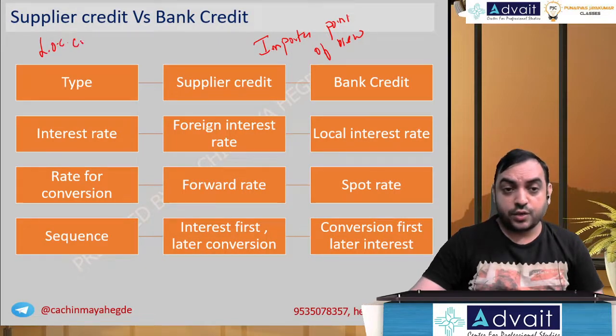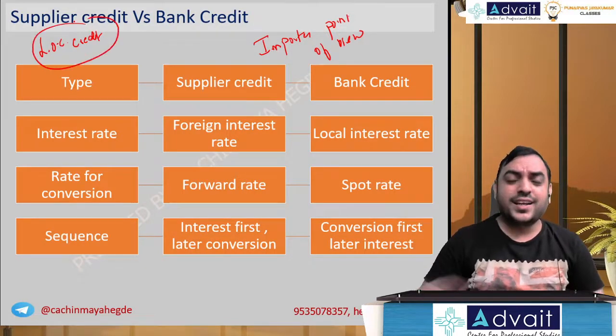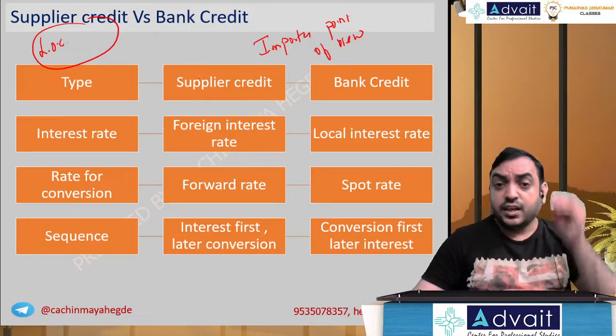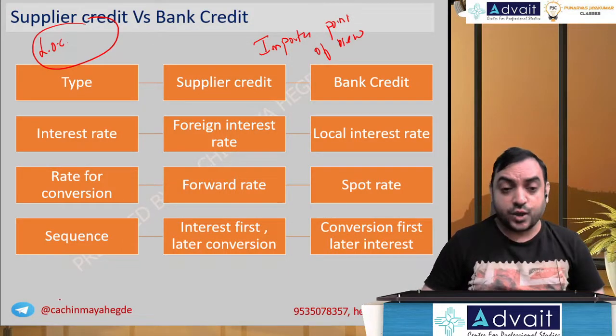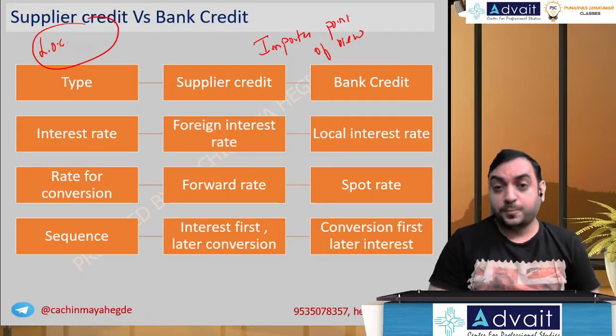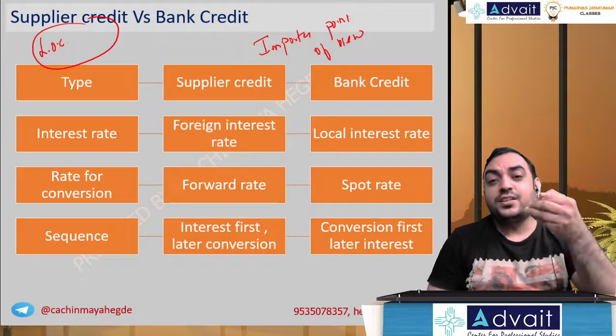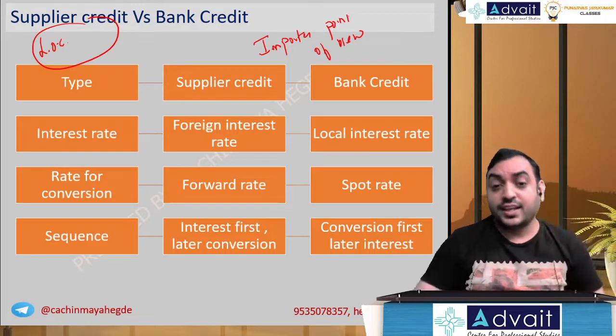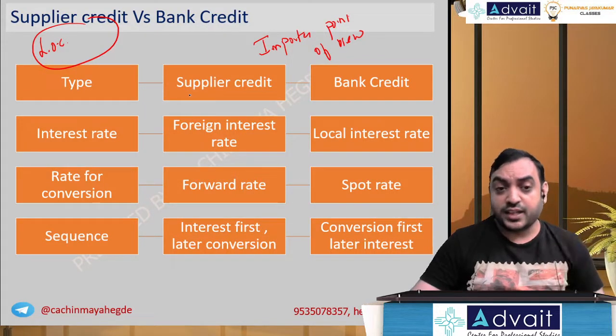LOC, letter of credit. What is LOC? You don't have to worry much. It is a supplier credit plus LOC. You are taking a loan from a supplier, but he is from another country. He says, "How can I believe your country, that you are from India?" So you give him some guarantee, some surety. That guarantee is called LOC, letter of credit. So you do supplier credit plus letter of credit.